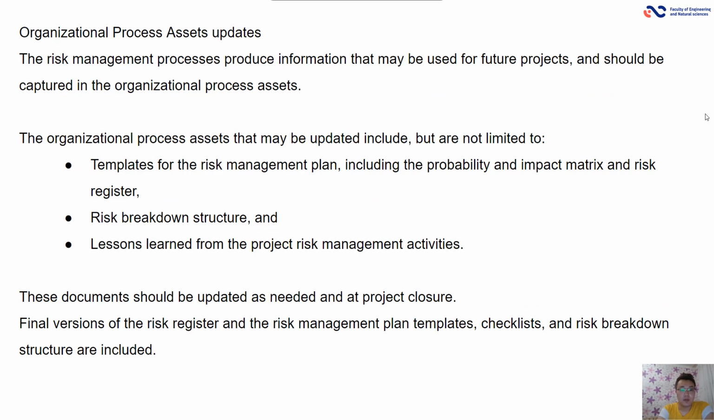The organization process assets that may be updated include templates for the risk management plan, including the probability and impact matrix and risk register, risk breakdown structure, and lessons learned from the project risk management activities.